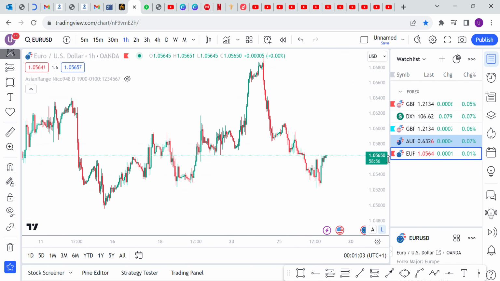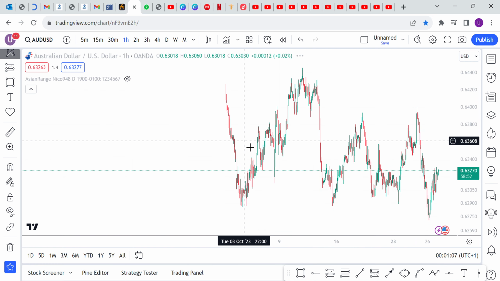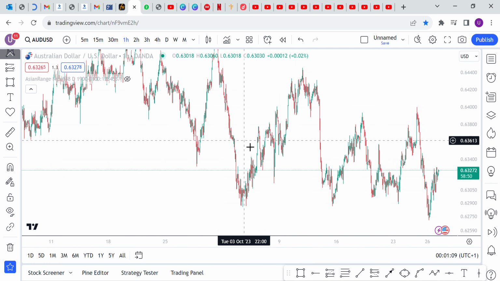Okay, I like AUD USD. I'm a fan of AUD USD and GBP USD. I'm trying to learn how to trade EUR USD. I'm not a fan of the pair though.